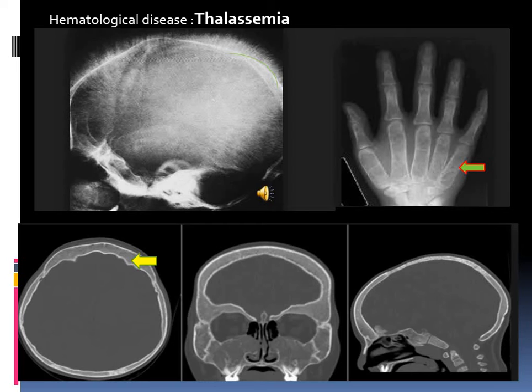Also, in CT scan, this diploic space or hyperexpansion of the skull vault, especially in the frontal and in the occipital area, is very clear in this bone image or bone window of CT scan, in which we can detect these thickening in the diploic spaces.